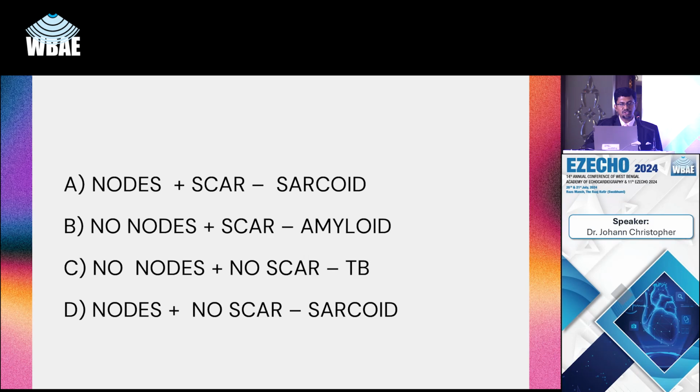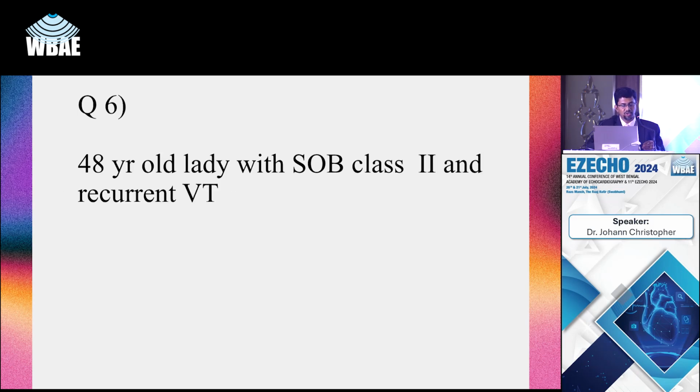The first image happens to be that of the thorax, so in case some of you have not seen it before, it's an image of the thorax. And these are your questions. First is mediastinal nodes with scar, possible sarcoid. No mediastinal nodes, scar present, possible amyloid. No nodes and no scar, possible TB. And nodes are present, but there is no myocardial scar, possible sarcoid. You have to choose only one.